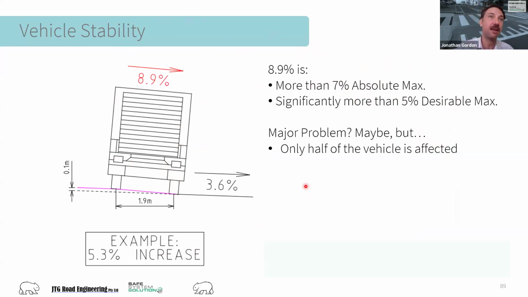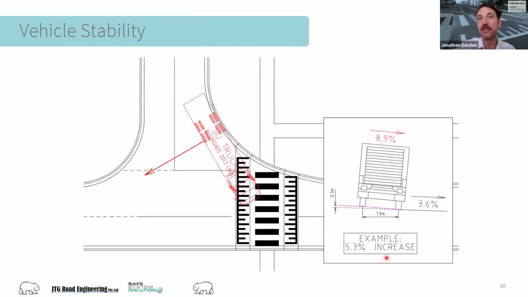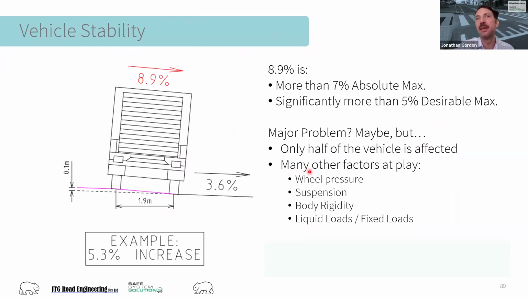But the truth is that, as I referred to earlier, our overturning issues are extremely complicated, and there's a lot more to it. And only half the vehicle in that example, going back a few slides, is affected. So the back wheels are still sitting on pavement potentially. And that might mean there are other factors here. We've got wheel pressures and suspension and body rigidity. Is it an articulated vehicle, or is it a rigid 12.5 meter truck? And the different types of loads.